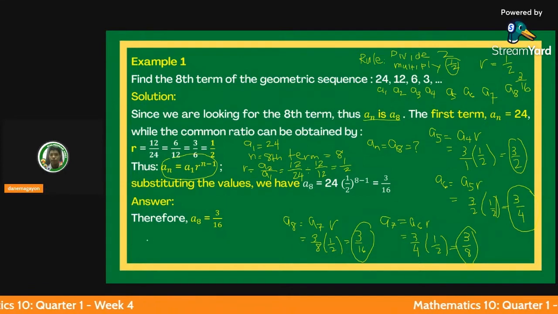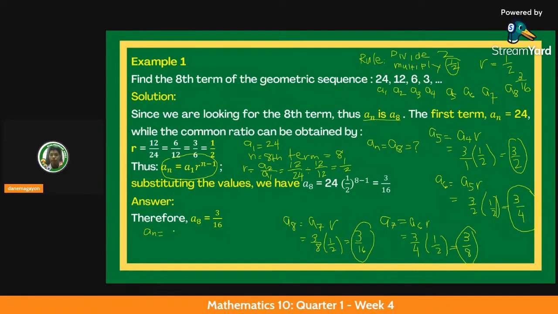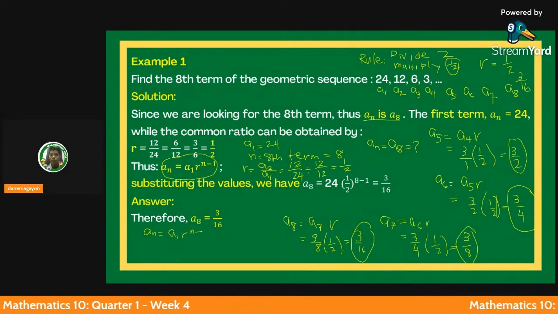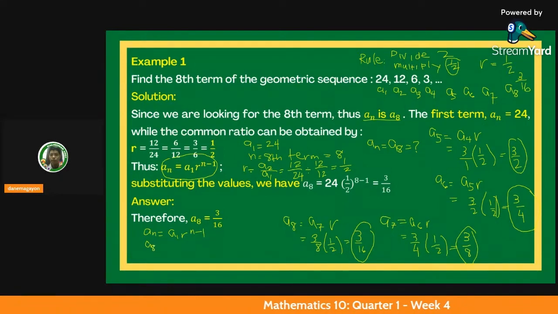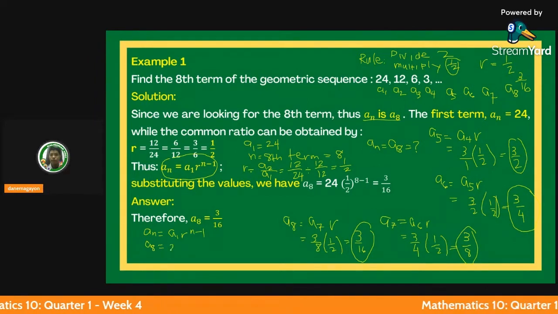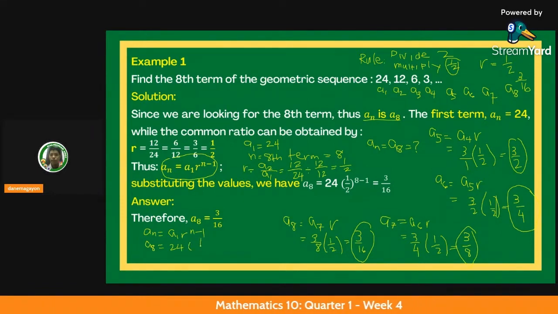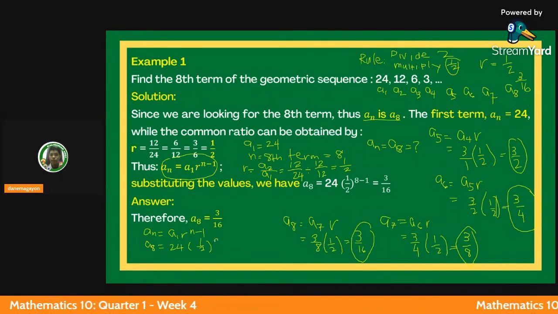Kasi medyo siksikan dito. So, we have a sub n is equal to a sub 1 r raised to n minus 1. Yung a sub n natin will be equal to a sub 8. Yung a sub 1 natin will be equal to, ano yung given term? This will be equal to 24. And then yung r natin is 1 half. And then we have 8 minus 1.